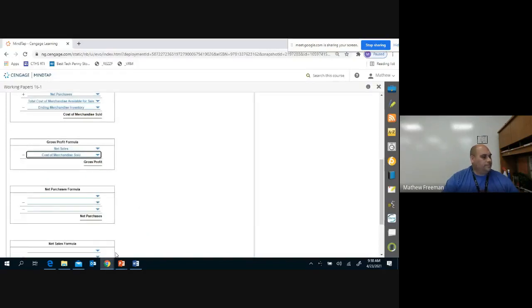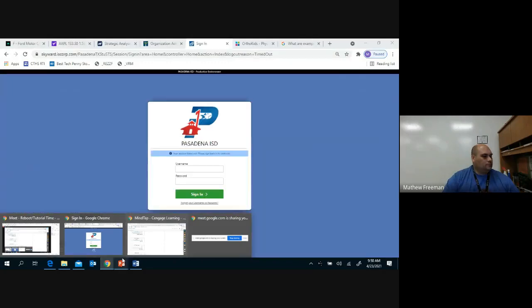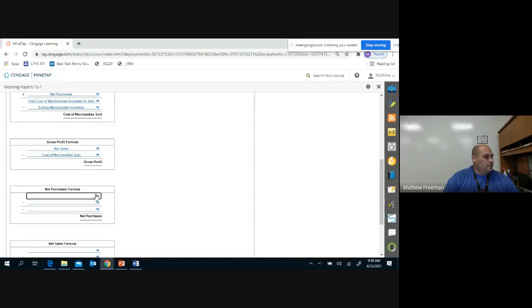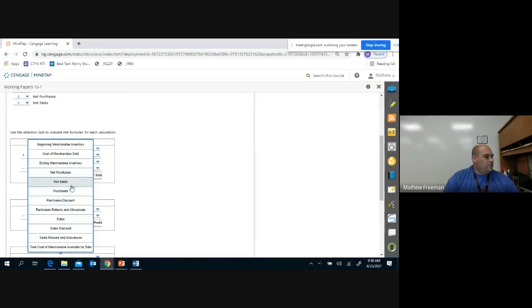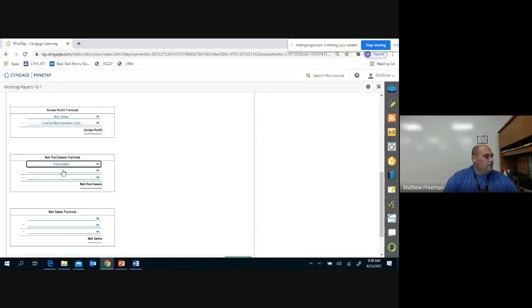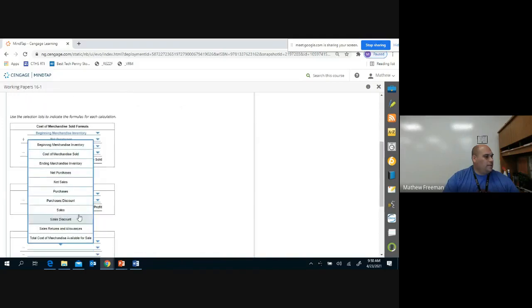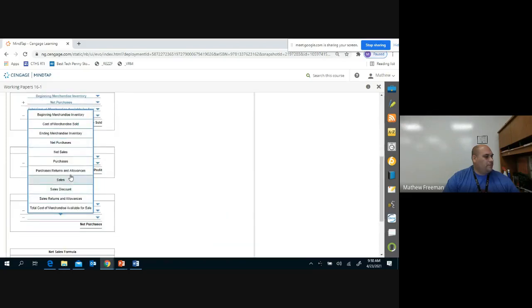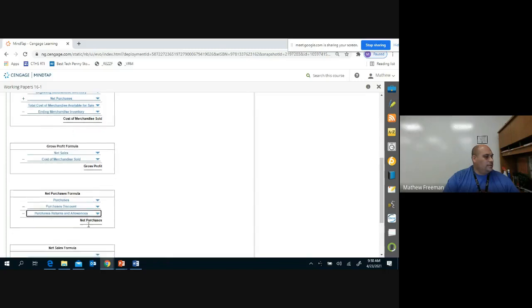Net purchase formula. So you come over here, find net purchase, right here. So we know we have to have our purchases minus our purchase discounts and our returns. We add those together, subtract that from our purchases, and that's going to give us our net purchase. And so here we have our purchases minus, we know we're going to have a purchase discount, and we're going to have an allowance for returns of some sort. And that's going to give us a net purchase.